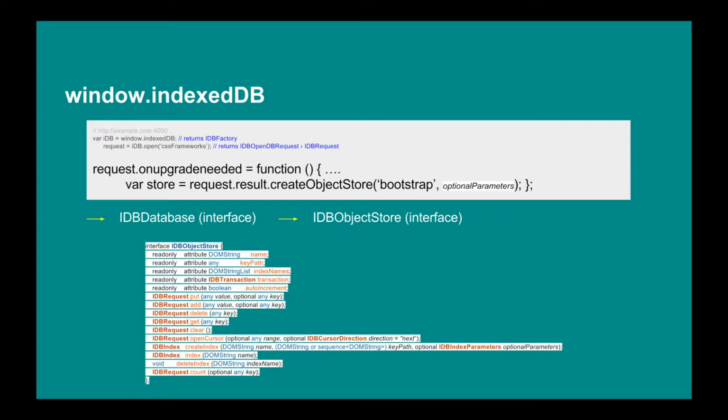It can take two parameters. One is the name of the object store, and the other one is optional parameters. IDB database would return an IDB object store object back that has a bunch of methods and properties. Using this, we can add a record into the object store, update a record, delete, and clear the object store. So it has got a lot of things. We'll go through most of them in our demo. Let's get into the demo.